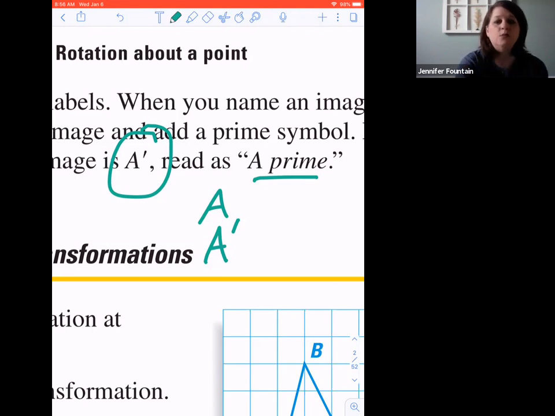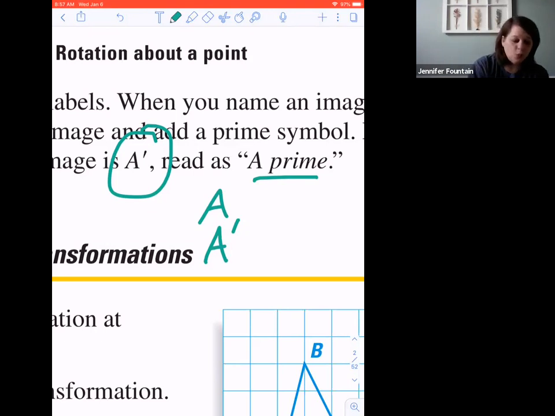Okay, so when we look at our note sheet, it says some transformations involve labels. I think I did this one exactly like it said. And so it says to add a prime symbol, okay? When you name an image, take the corresponding point of the pre-image and add a prime symbol. We read that as A prime, okay?